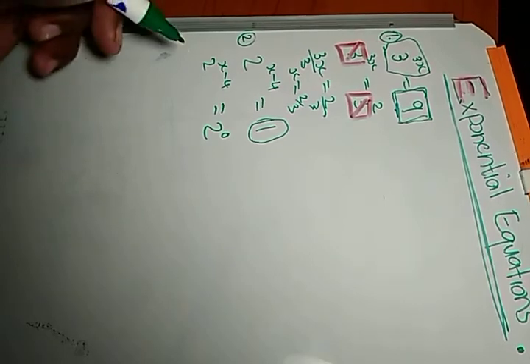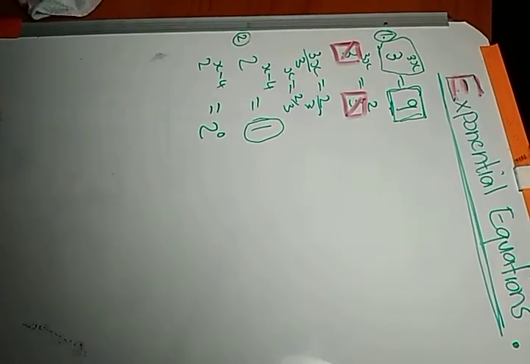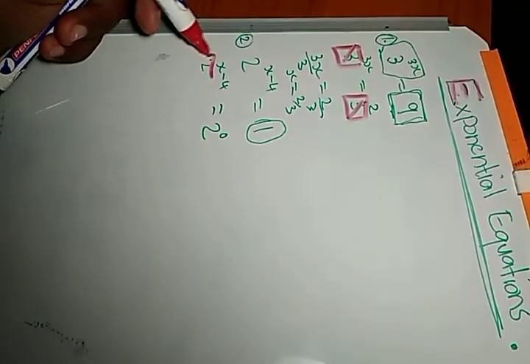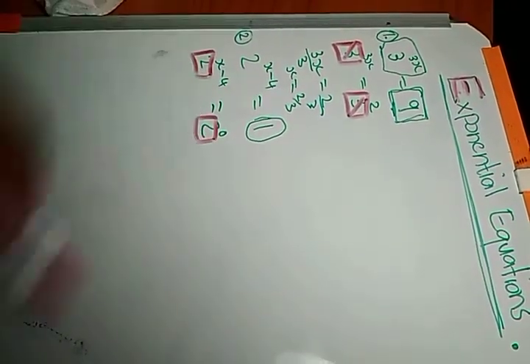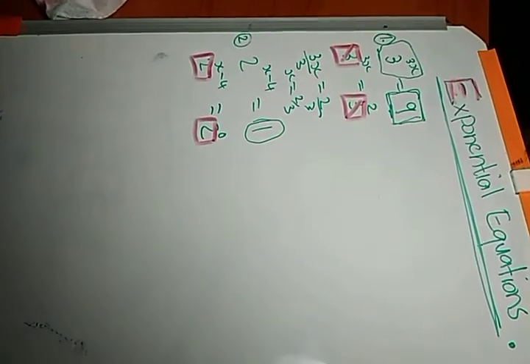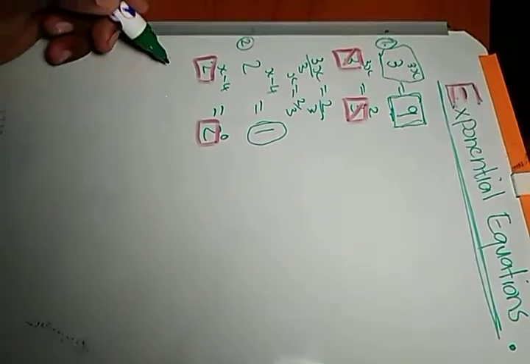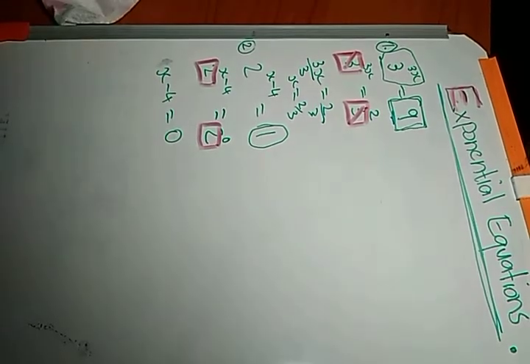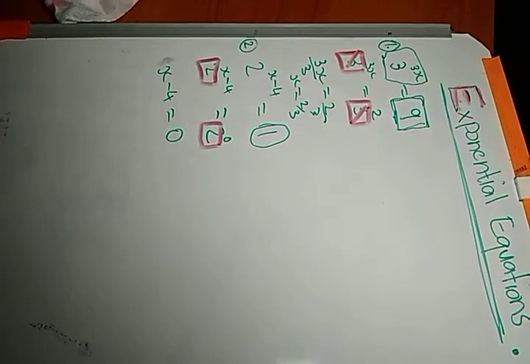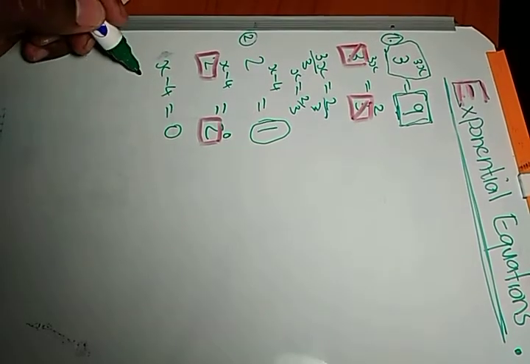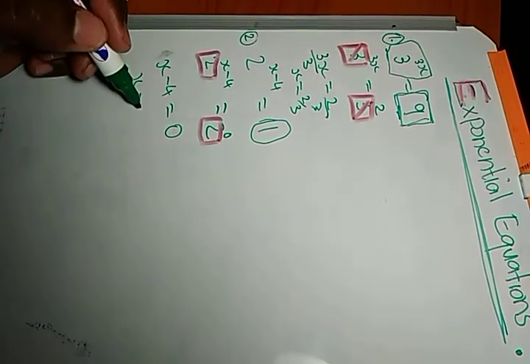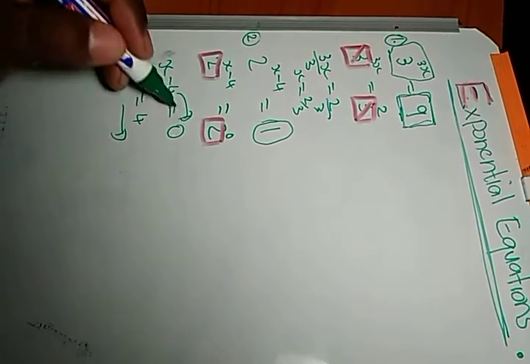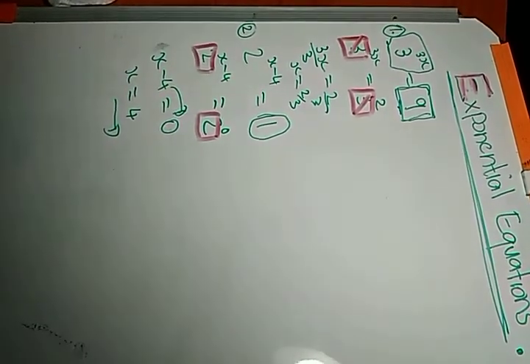Okay, so once we have that, we look for the same bases again. The key is same base. You see, that's the same base. So then we can drop the bases, and then it will be x minus 4 is equal to 0. Now it's an easy equation to solve. x is equal to 4. That is because we just take 4 to the other side and x becomes 4.